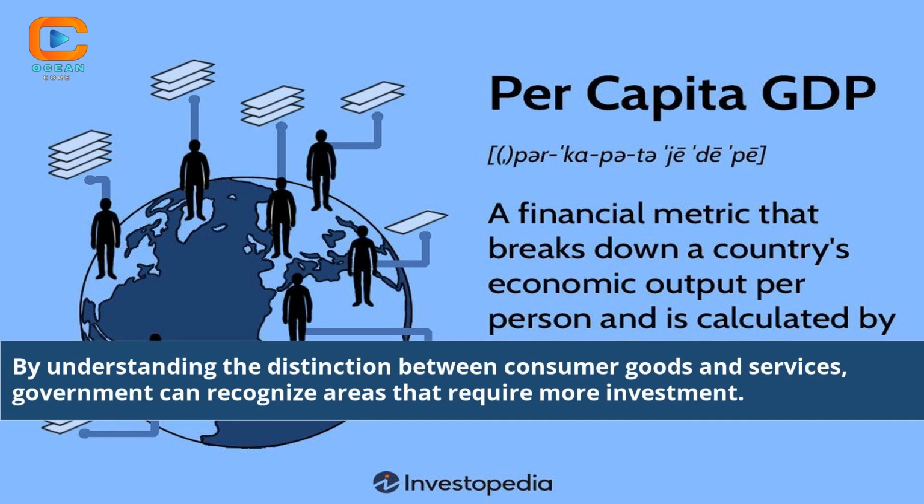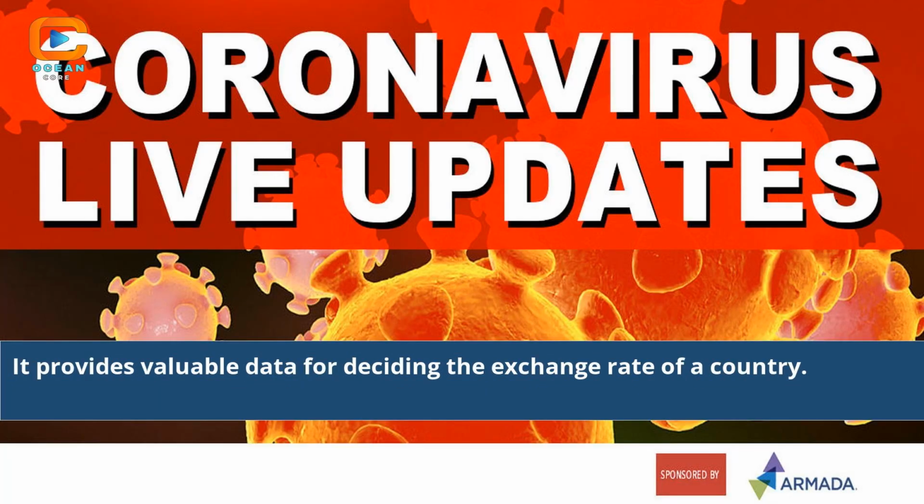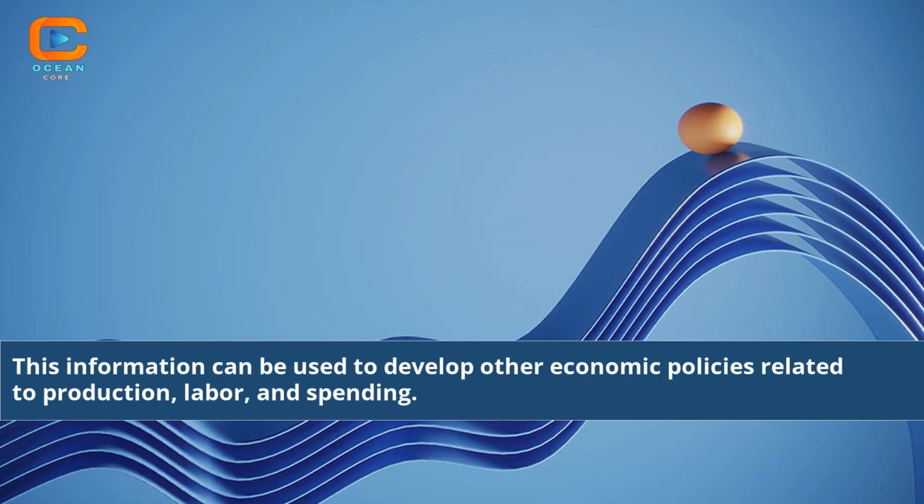By understanding the distinction between consumer goods and services, government can recognize areas that require more investment. The CPI report is also used to decide other wage-related policies, such as setting the minimum wage, and bonuses for civil servants. It provides valuable data for deciding the exchange rate of a country. This information can be used to develop other economic policies related to production, labor, and spending.